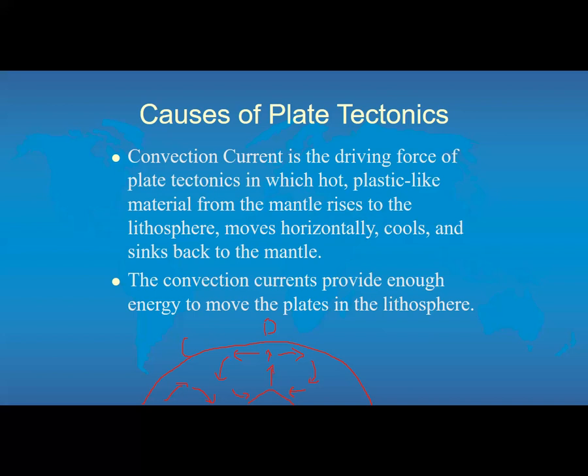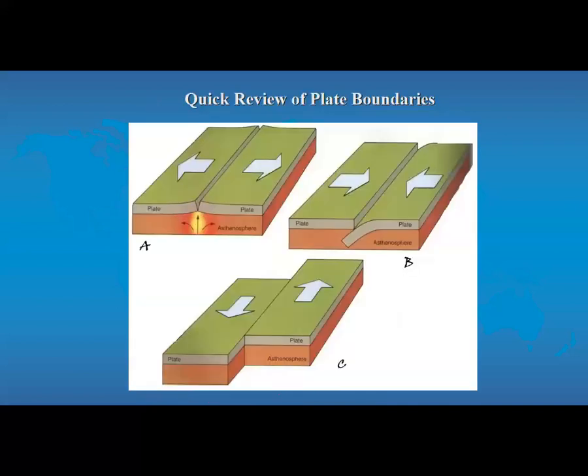So this is what Wegener did not know about. He did not know about the convection currents going on inside of the Earth to drive the plates. He, again, thought it was the waves and tides. Not correct. So he did not have the benefit of knowing about convection currents occurring in the mantle. All right, so again, here's another picture. Here we see a divergent boundary. Here's a convergent boundary, and here's a transform boundary.